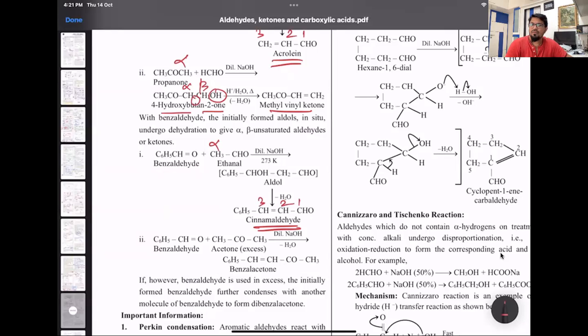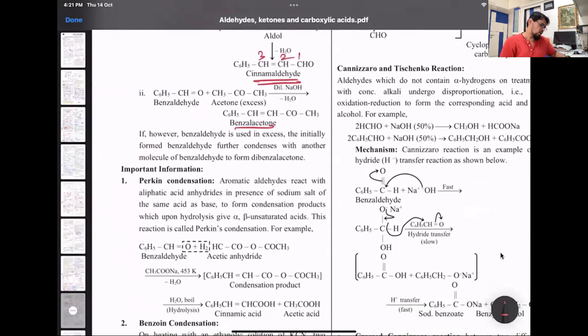All right. Same way, benzaldehyde with acetone. This is also Claisen-Schmidt. Benzaldehyde is aromatic, acetone aliphatic. We will get nothing but benzalacetone. That's one part. Okay. One more is given.